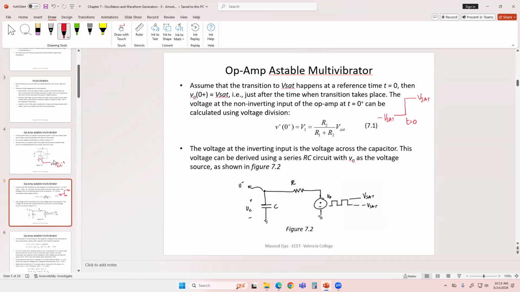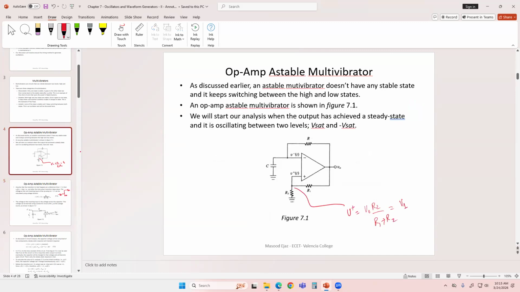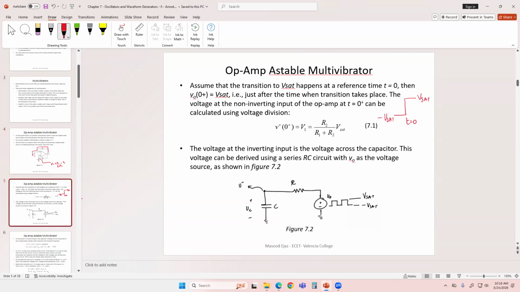At the inverting input, you have the circuit, V output. So basically this is your circuit: V output, R and C. They appear to be connected in series because again, no current is going to flow into the inverting terminal. So they will appear to be in series with each other. And that's what you see over here.